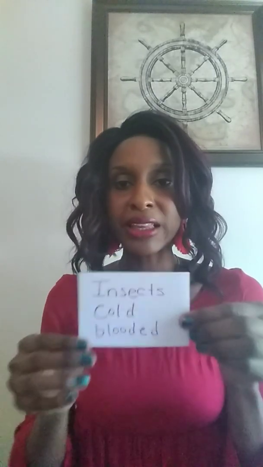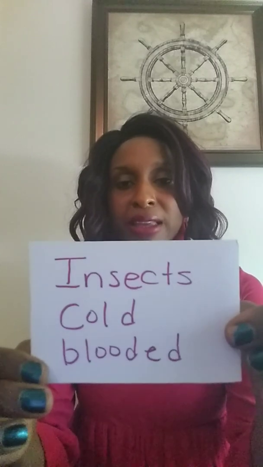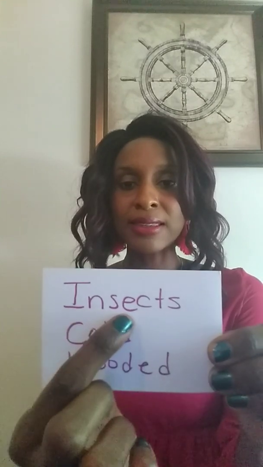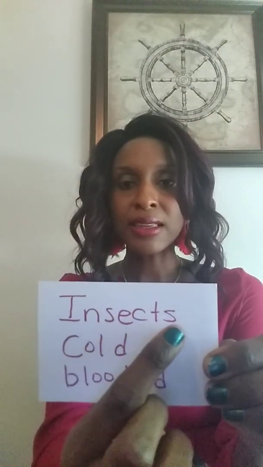The next type of animal that we're going to talk about are insects. Insects come out in the spring. A fun fact about insects is that they are cold-blooded animals. And insects is I-N-S-E-C-T-S. So let's look at some insects.